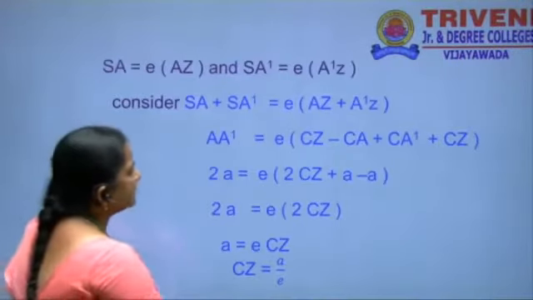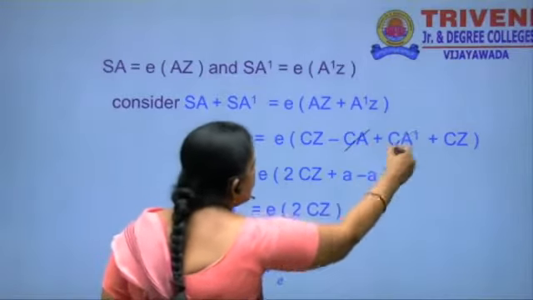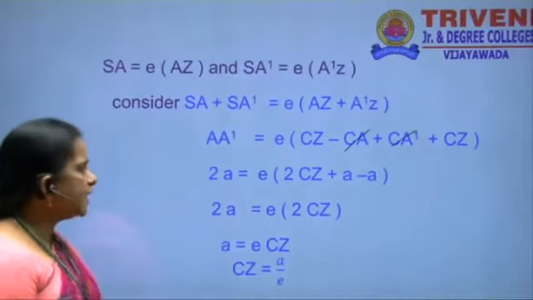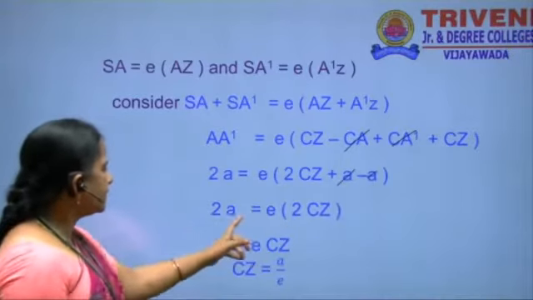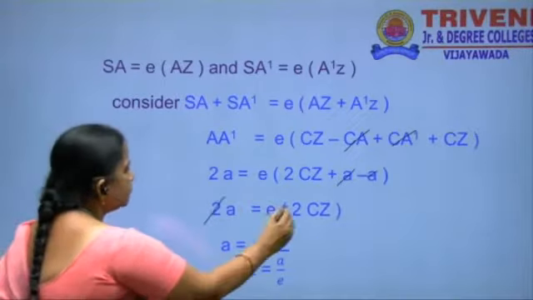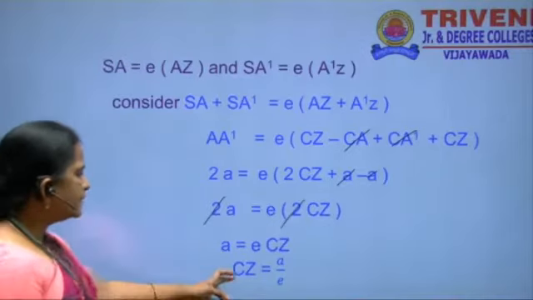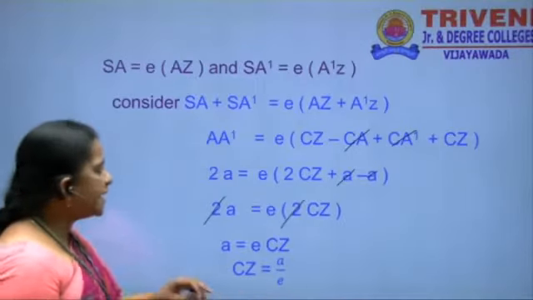Here we have to cancel. The value of CA and CA dash is small a. That is equal to AA, which gets cancelled here. 2 into CZ is equal to 2a. The 2 also gets cancelled. CZ is equal to a by E.